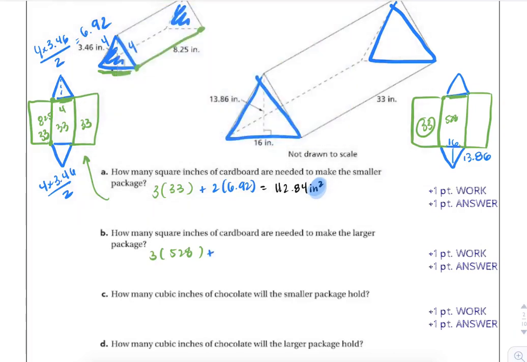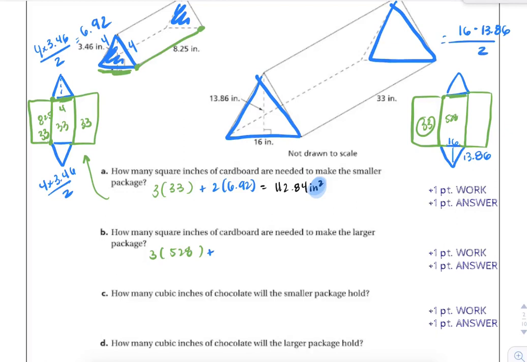And I've got the blue section, which is each base 16 times 13.86 divided by 2. And each of these is going to be 110.88. Again, if you rounded and got 110.9, that's completely fine. So two of these, 110.88. You add them all up, and we end up with 1,805.76 inches squared. Again, if you're within 1 or 2 because you rounded, no big deal.